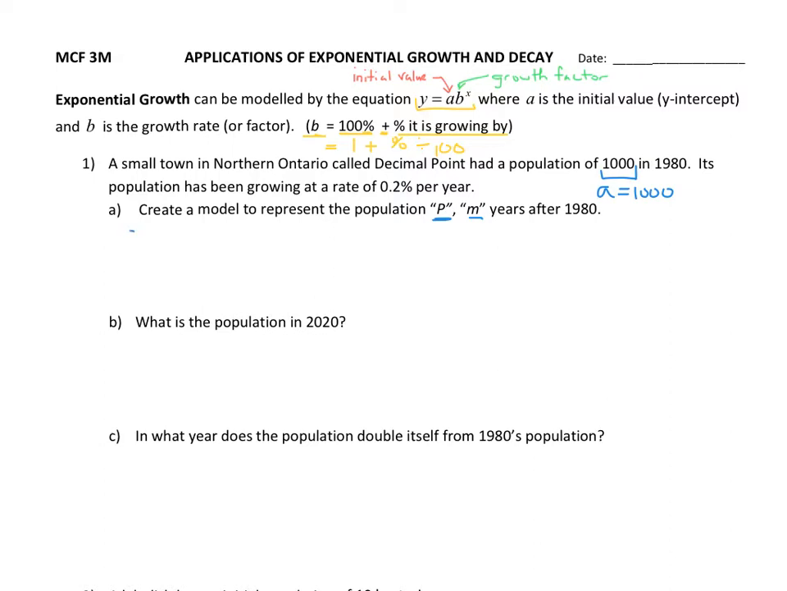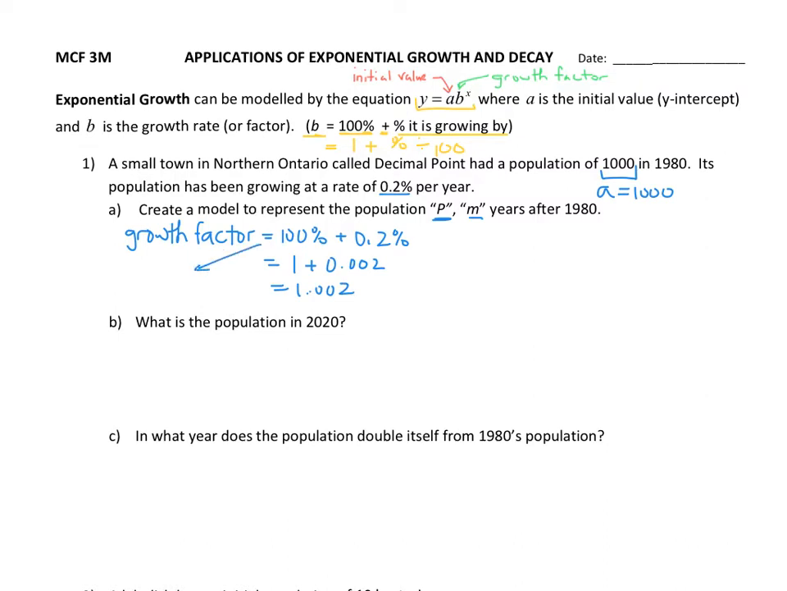What we need to get is our growth factor here. So I'm just going to write this down as a separate step so you can understand what's going on here. Our growth factor is always starting at 100%, and then we're going to add the percent we're growing by. So 100% plus 0.2%. And now we're going to change those to the decimal forms. 100% is just one whole, and then 0.2 divided by 100 is 0.002. And then when we add those together, we get 1.002.